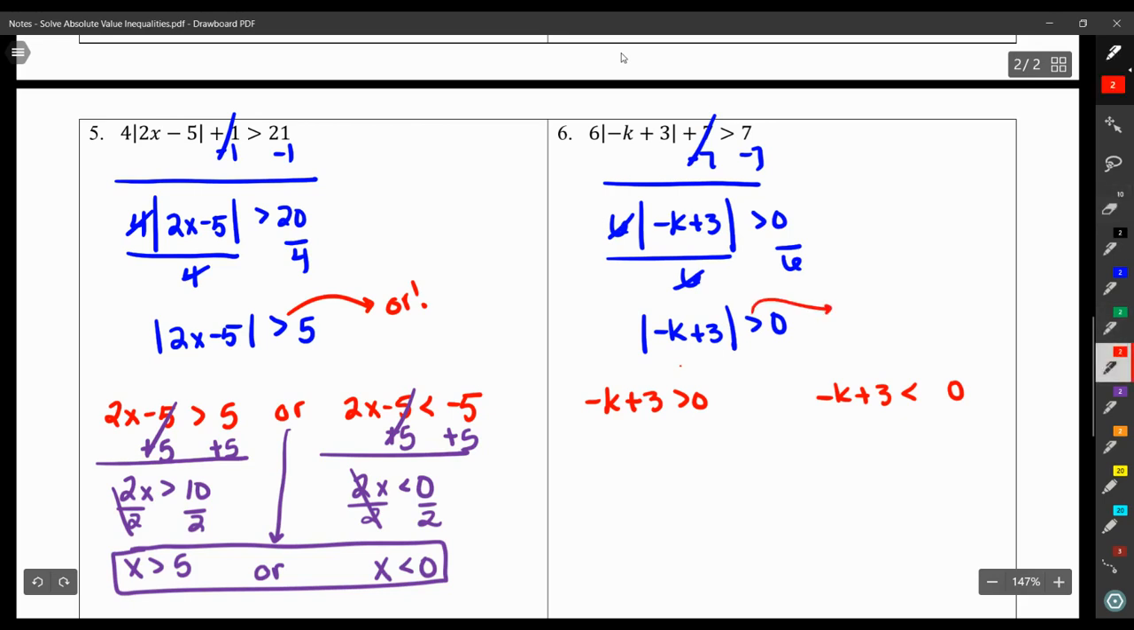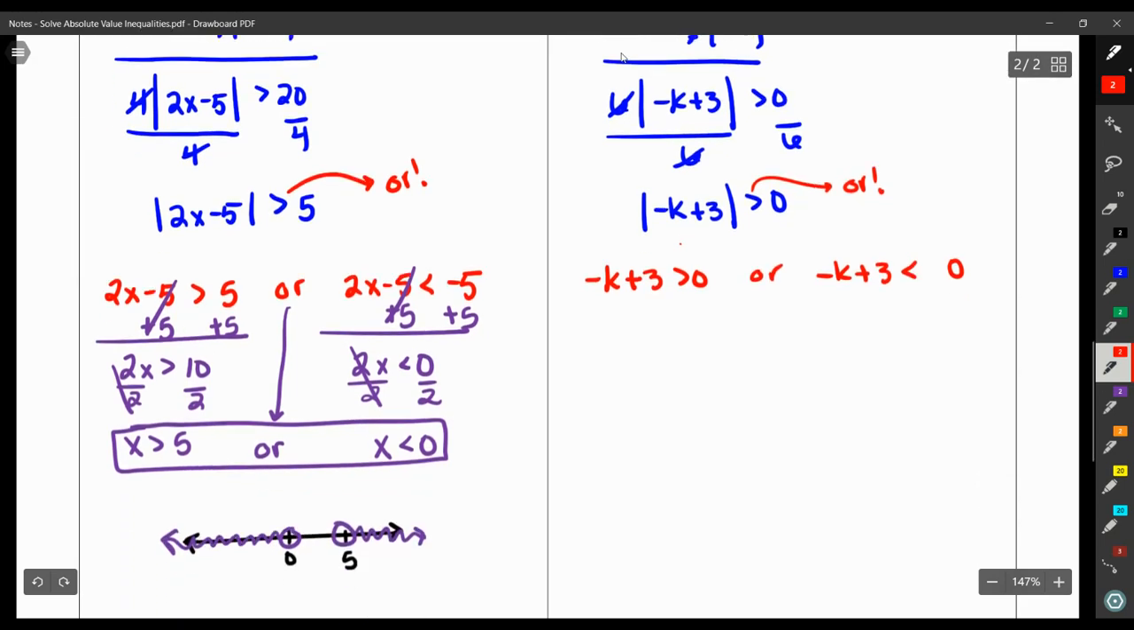And then because it's a greater than, we're going to use the word or. And we're going to solve these two individually. So we're going to subtract 3 from both sides. We get negative k greater than negative 3. Divide out the negative 1 on the front. Now remember, when you divide inequalities by negatives, the symbol in the middle flips over. So this is really a less than 3.